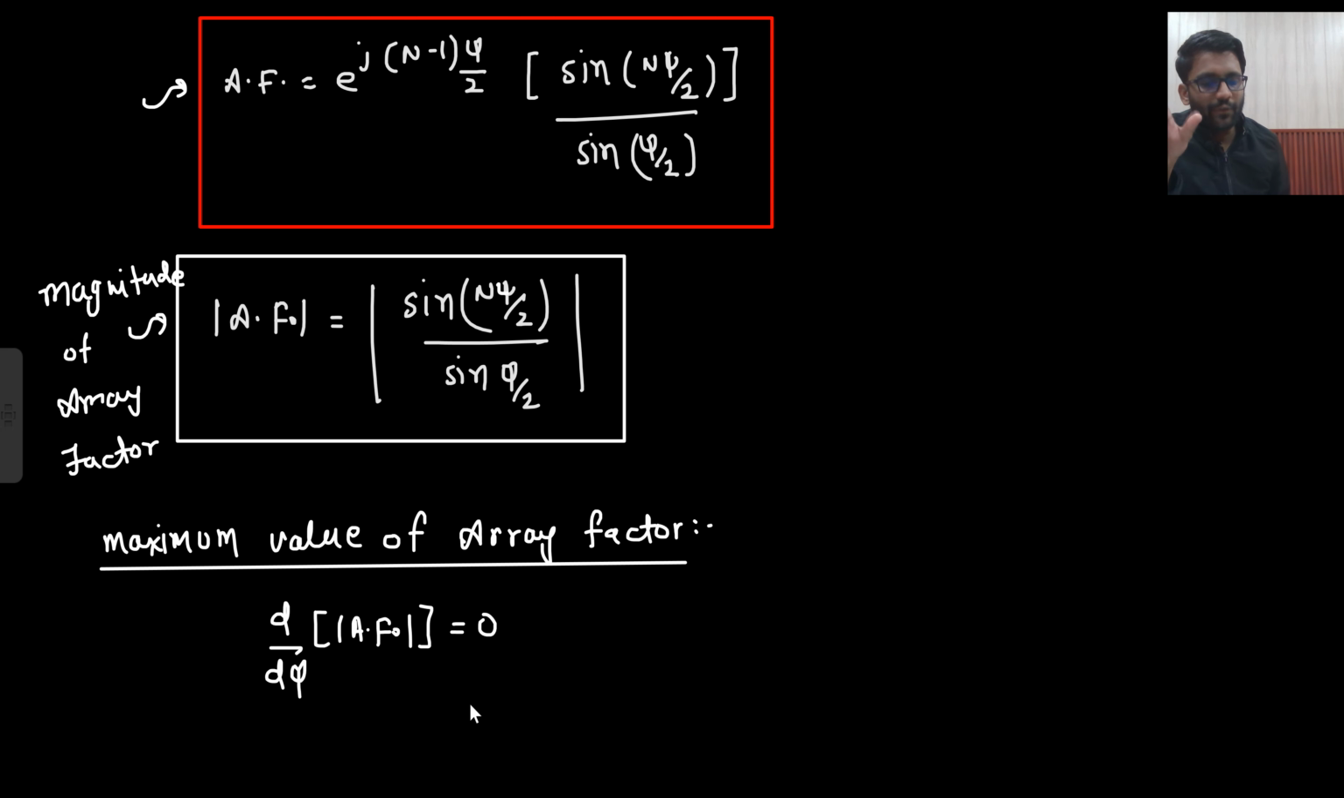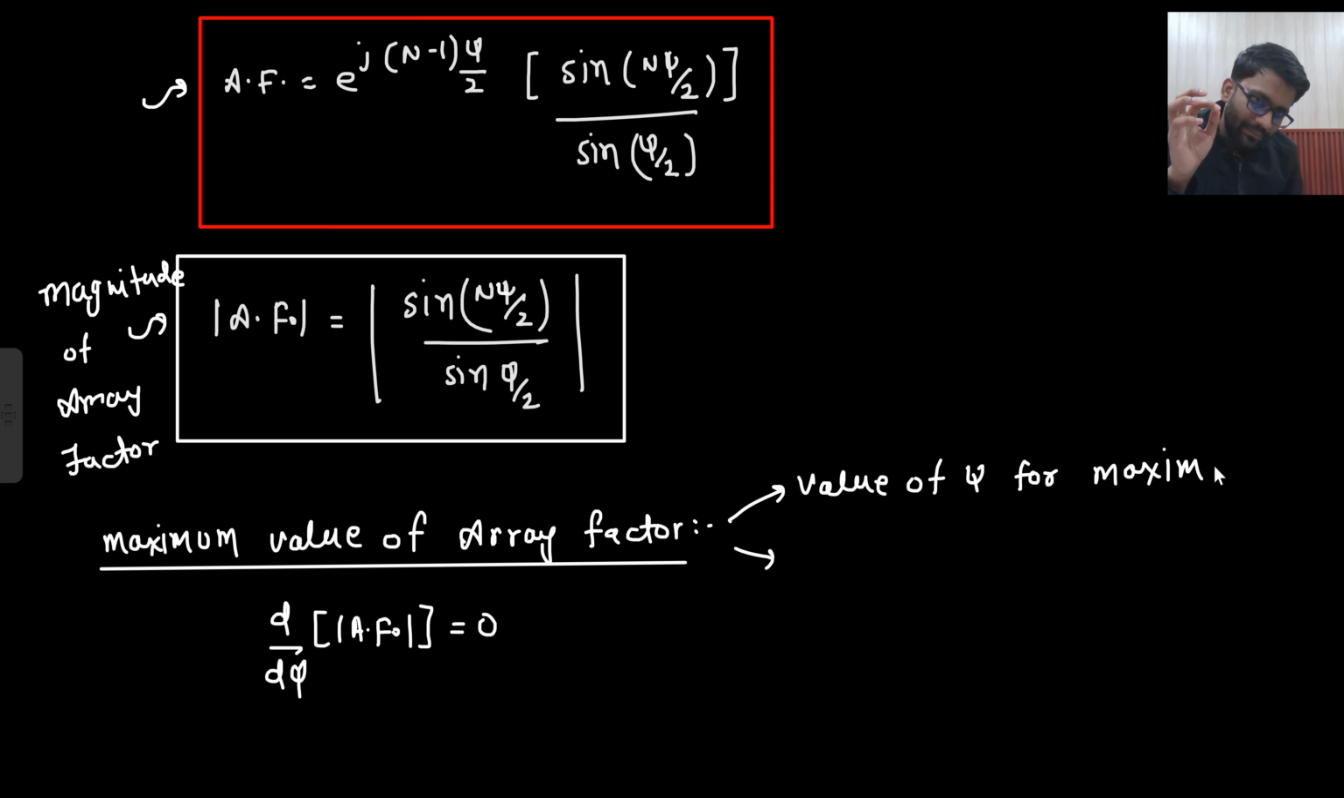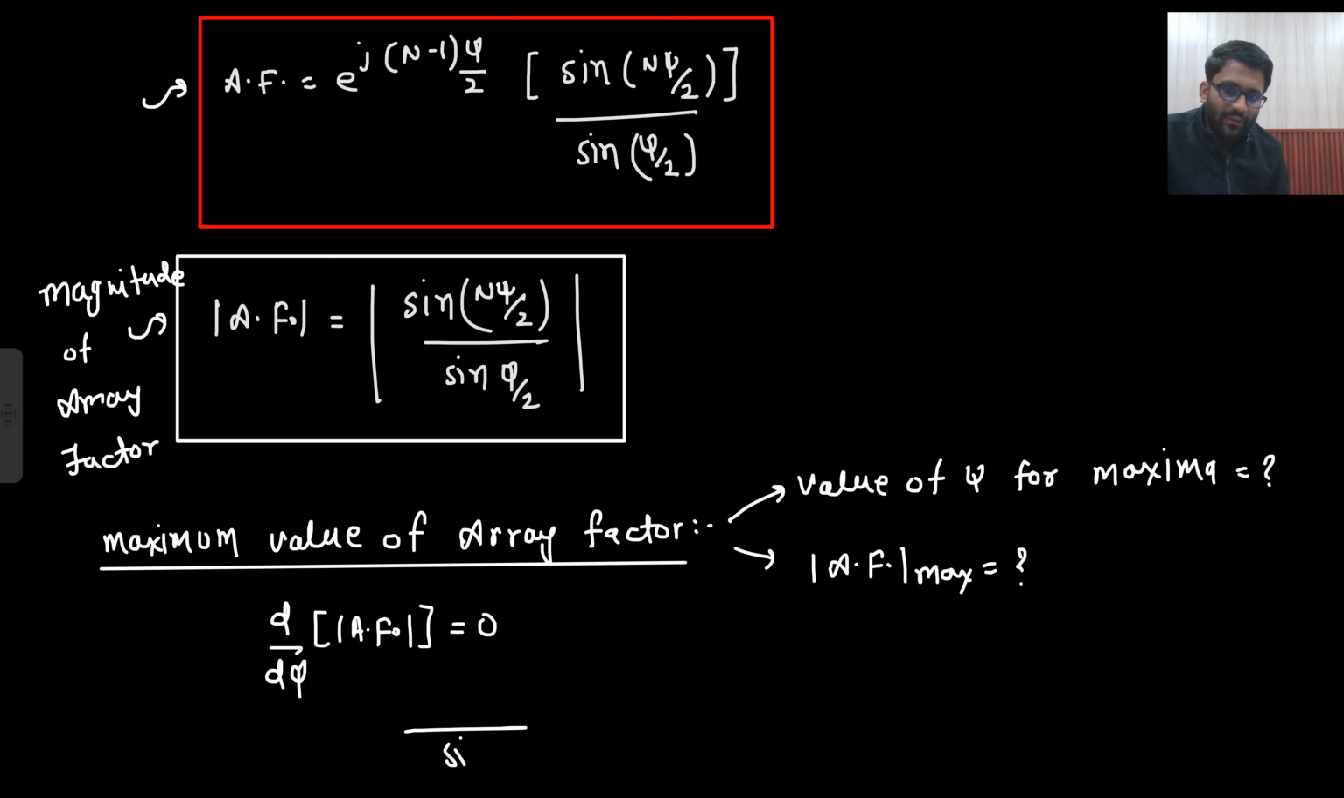So we need to find the value of phi at which maxima is occurring, and at that value of phi, what is the value of array factor. This is what we need to find. Value of phi for maxima, along with the maximum value of array factor. So for that we are differentiating and putting that equal to 0. Can you differentiate u by v? So this will be squared here, sine square phi by 2, then this would come upward, then you need to differentiate sine n phi by 2. So simple differentiation I am doing. Let's do it on next page.